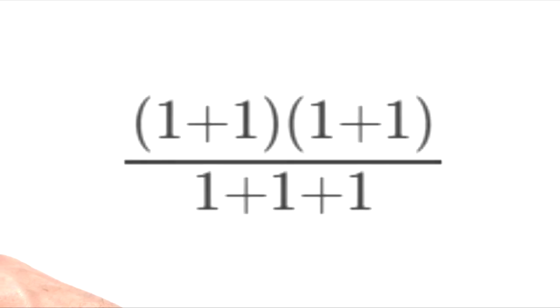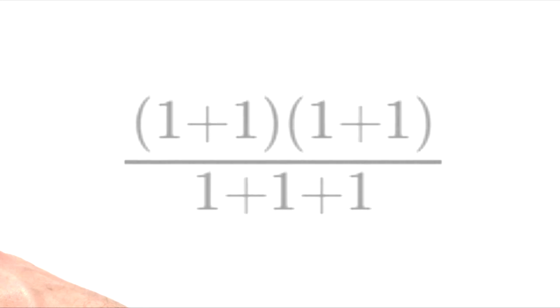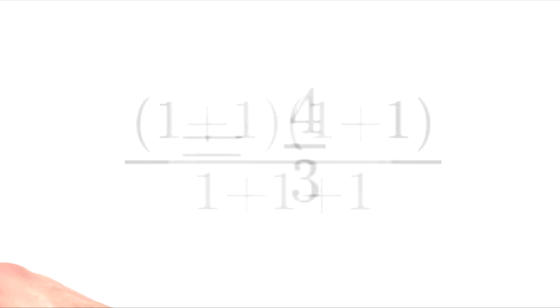E raised to 0 is automatically equal to 1, so we can now replace all e raised to 0 with 1. So now we have the quantity of 1 plus 1 times the quantity of 1 plus 1 all over 1 plus 1 plus 1, and that is equal to 4 thirds.